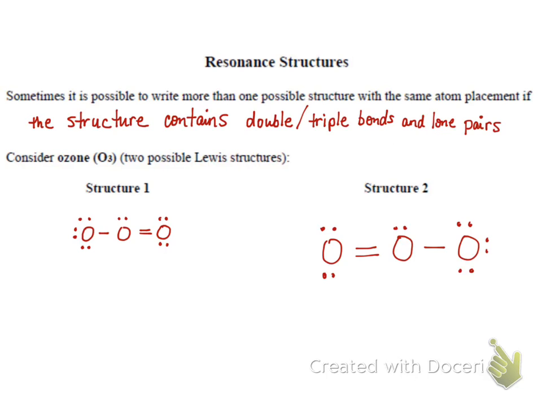One example is ozone, which is O3, which can be written with a single bond on the left and a double bond on the right, or it can be written with a double bond on the left and a single bond on the right. And this is not the same as just moving it back and forth. We've actually moved the electrons around, not the atoms though.